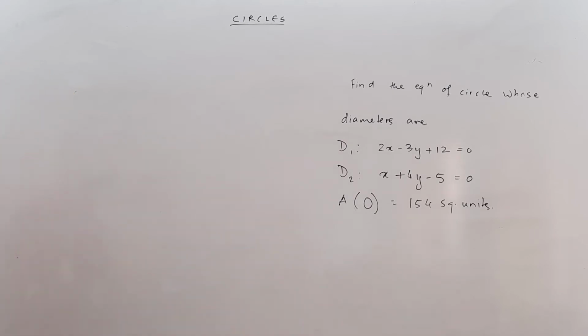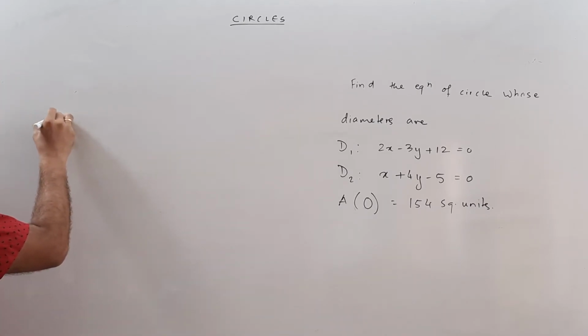Find the equation of the circle whose diameters are d1 and d2. The equations of the lines are given, and the area of the circle is given as 154 square units. So we have to find the equation of that circle. Now if these are the diameters, that means their point of intersection will be the center of the circle. So let's first find the center of the circle.